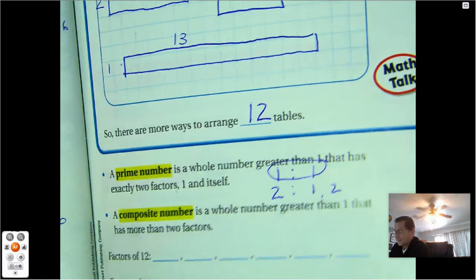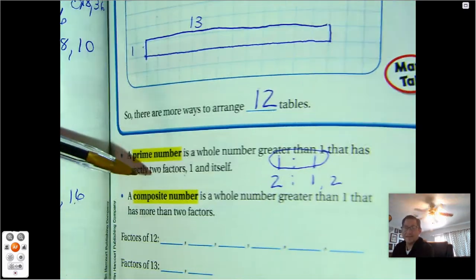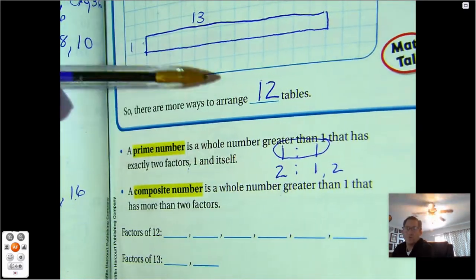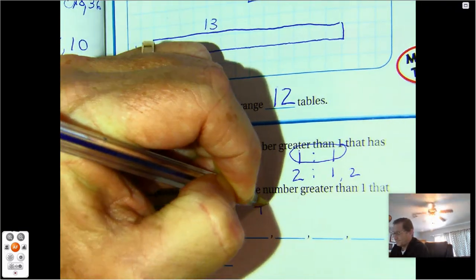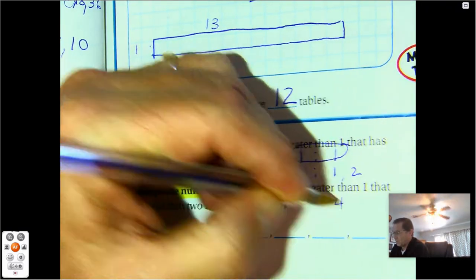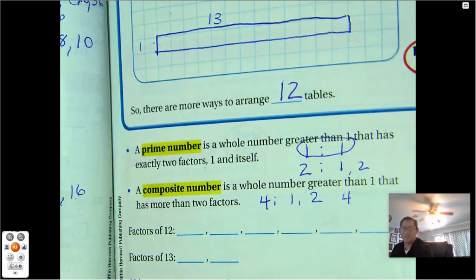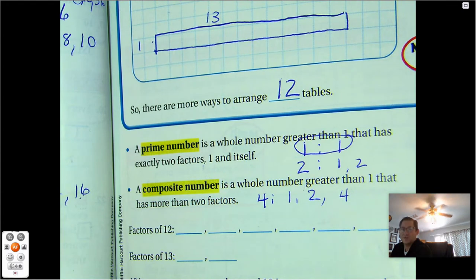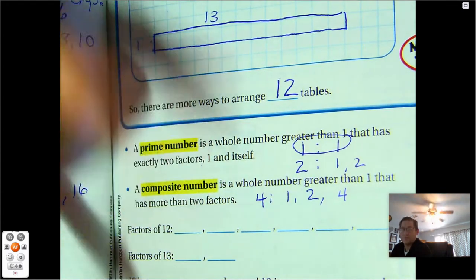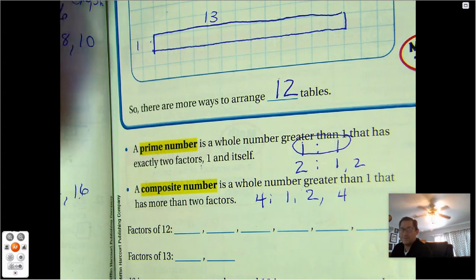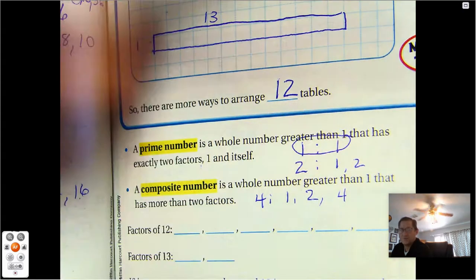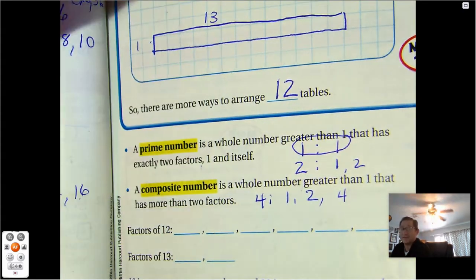A composite number is a whole number greater than 1 that has more than 2 factors. For instance, 4. Well, we know 1 and 4, but it also is 2 times 2. So this has more than 2 factors. So any number that has more than 2 factors is composite. Any number that has exactly two factors, that's a prime number.